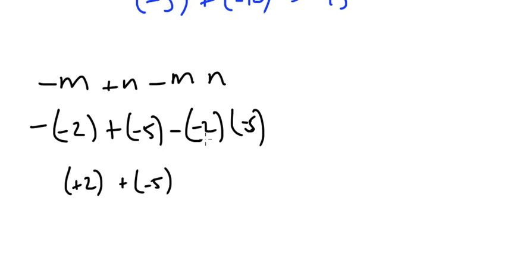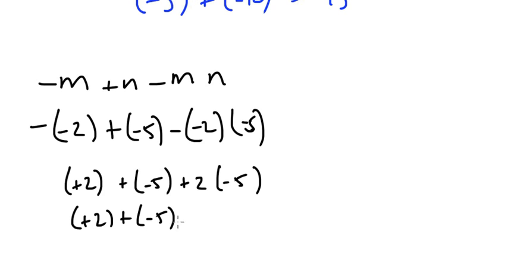Now, as I'm going left to right, I see that I have two signs that are together, so I'm going to change this to a positive 2 times a negative 5. Now I'm going across looking for multiplication, and here I have a multiplication problem, so I'm going to go plus 2 plus a negative 5 times 2, which is plus a negative 10. Okay, so far so good.